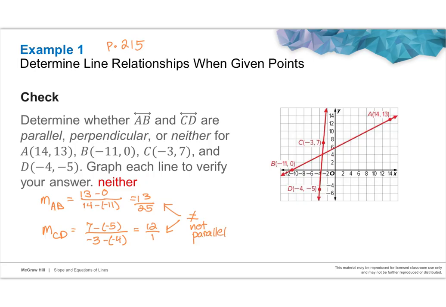But if we take their product, 13/25 times 12 over 1, I'm not sure what that is, but it's certainly not -1. So we end up with neither. Hopefully you could see that verified visually as well. Those lines clearly are not parallel because they're intersecting, and it does not appear that they intersect at a 90-degree angle either.